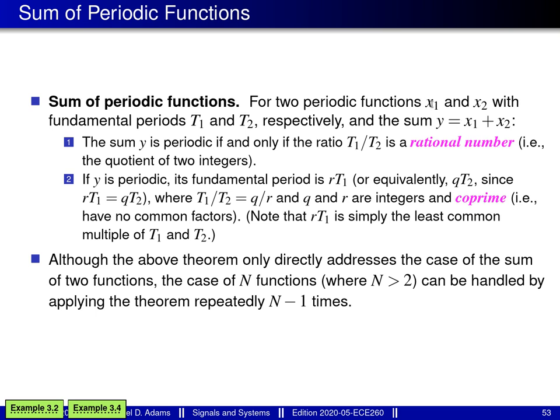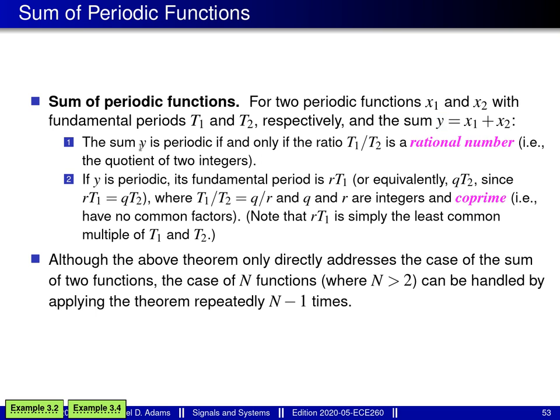So essentially what it says is if we have two periodic functions which are denoted by x1 and x2, and these functions have the fundamental periods capital T1 and capital T2 respectively. So T1 is the fundamental period of x1 and T2 is the fundamental period of x2. And let y denote the sum of the functions x1 and x2. So y is what we're trying to determine whether it's periodic or not. Then we can make the following statements.